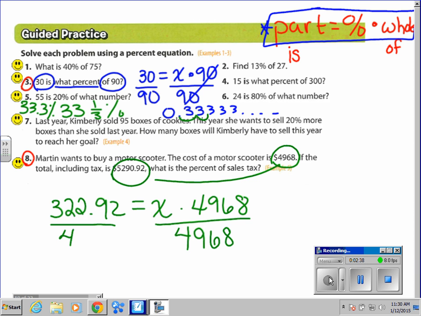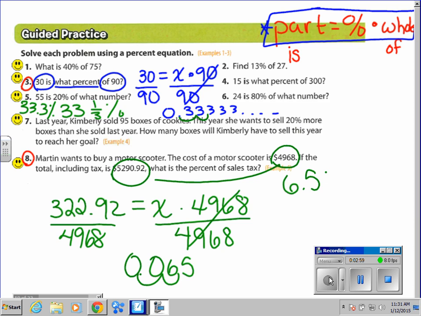Divided by 4,968. Cancel. And when I do that, I end up with 0.065. However, I need it as a percent, and this is currently a decimal. So what would I do? Yep, 2 to the right. So the answer is a 6.5% sales tax.